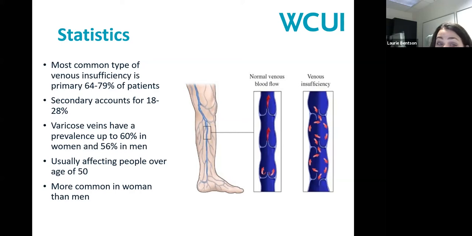Varicose veins have a prevalence of up to 60% in women and about 56% in men, and it's usually affecting people over the age of 50. It's a progressive chronic type disease process, and it tends to be a little bit more common in women than in men.